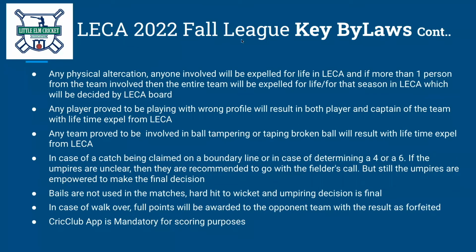But umpires, if they still think the fielder is wrong and they don't believe that fielder, have the power to override the decision or take a final decision. But do not give a decision and then try to roll back. Bails are not used in the matches, so the ball hitting the wicket is considered only if it is a hard hit, and umpires are the final decision makers on whether it hit the wickets or not.